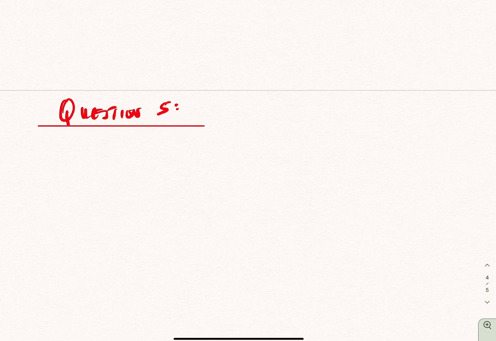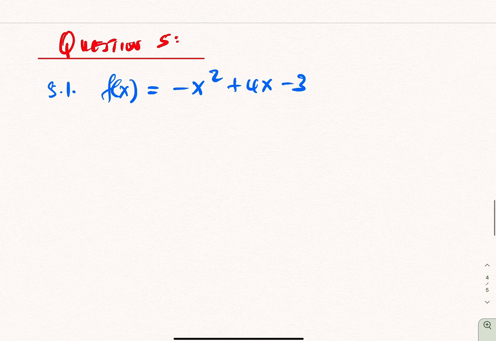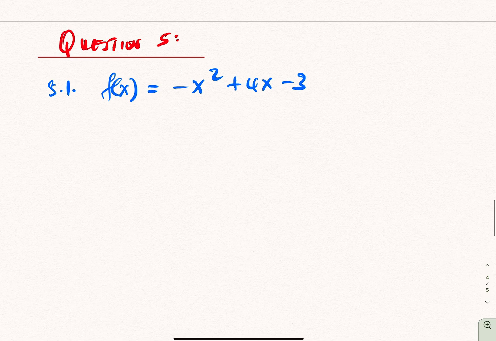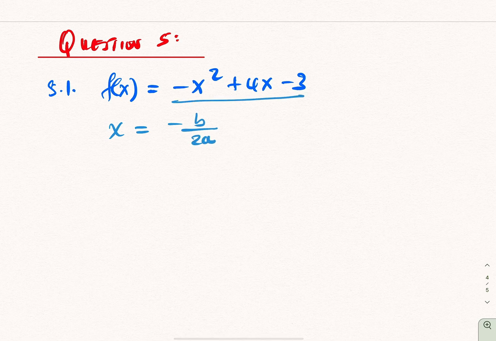We are given f at x. So let me write 5.1. We are given f(x) equals negative x squared plus 4x minus 3. You want to get the turning point here. That should be very easy. There are two ways to really find the turning point. The first one, because this is a quadratic function from grade 11, you can still use your grade 11 techniques to say the turning point occurs at x equals negative b over 2a, where you have a, b, c there.